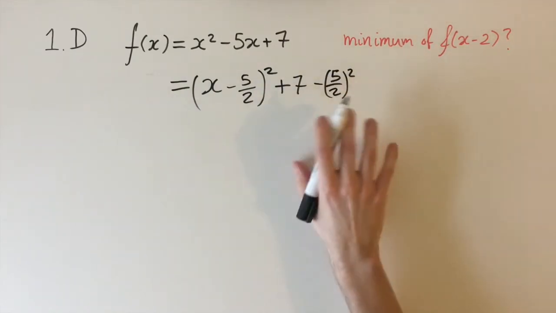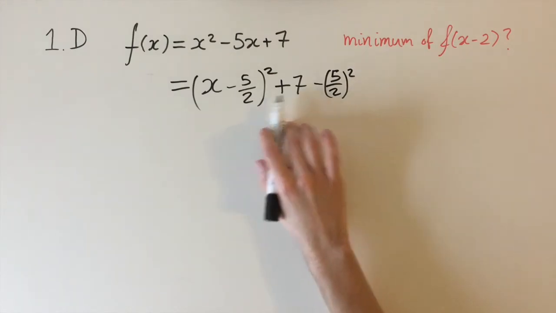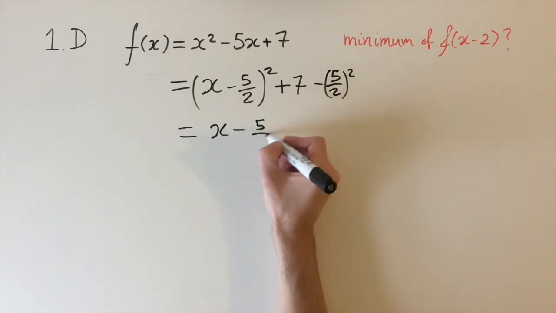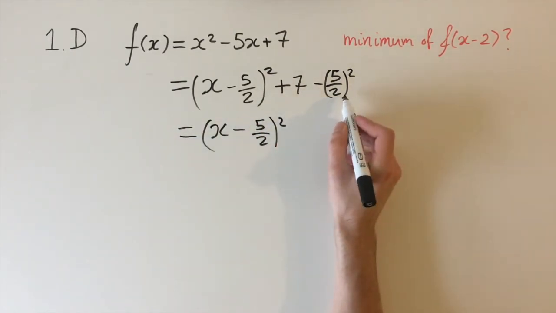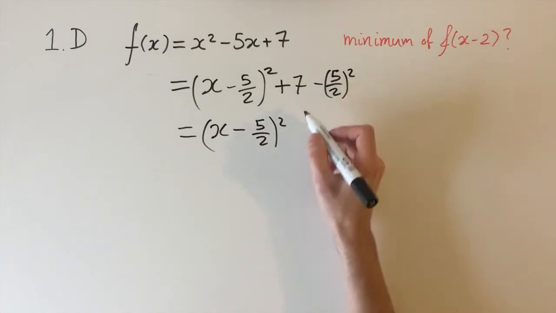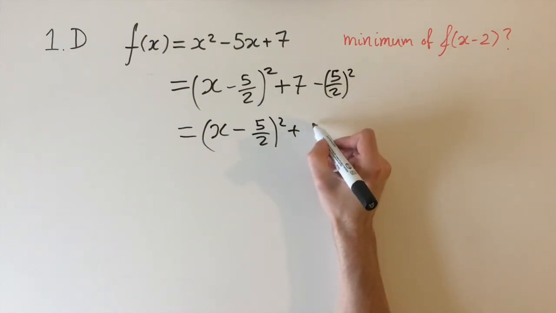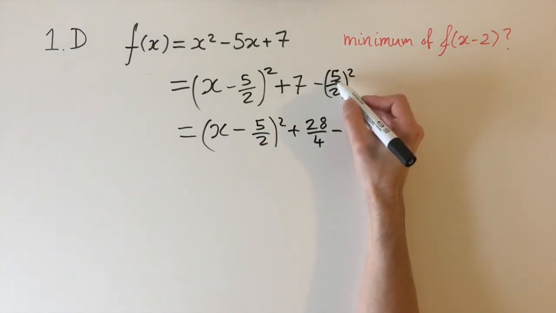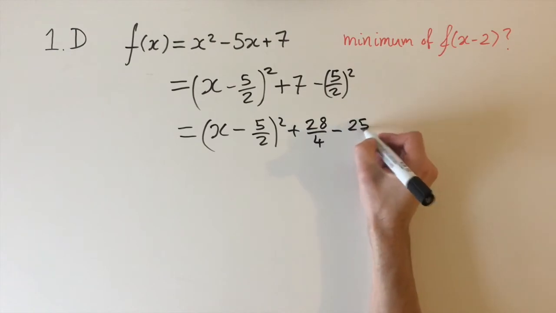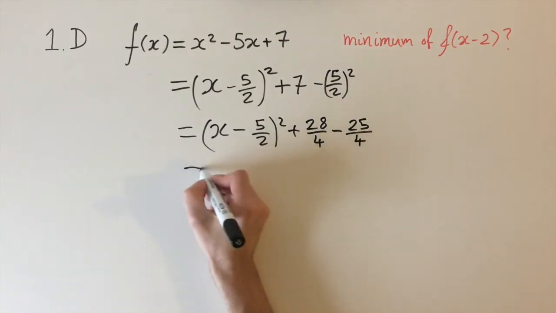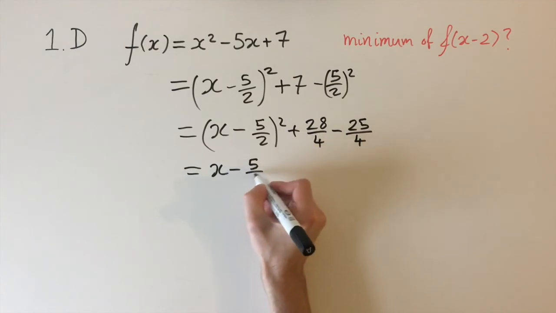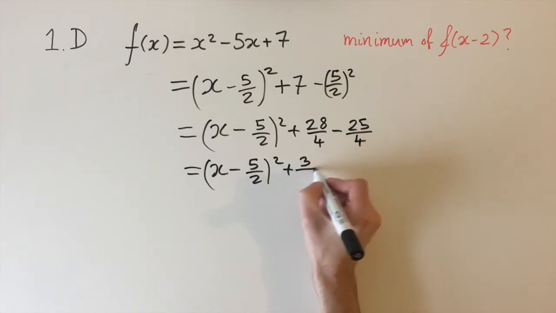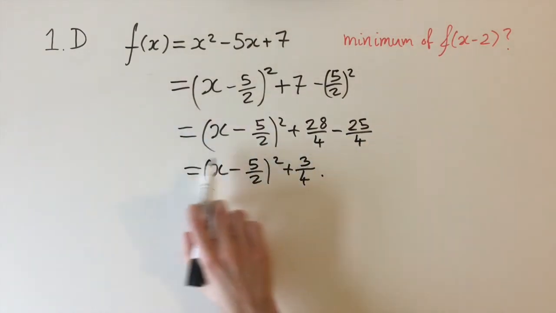If you're not familiar with completing the square, just revise that. It's fairly straightforward. We can just simplify this quickly. So this is x minus 5 over 2 squared, and this is going to be over 4. So let's write everything over 4. 7 is 28 over 4, and this is 5 over 2 squared, so 25 over 4. And then we can clearly see this is going to be x minus 5 over 2 squared plus 3 over 4.